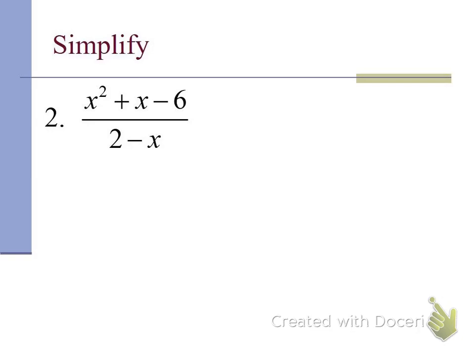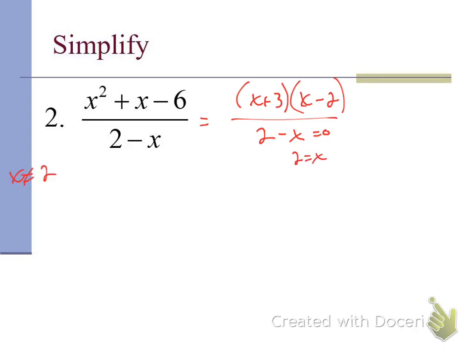All right? Number 2 looks like this. And we're going to factor the numerator into x plus 3, x minus 2, over 2 minus x. Now, restrictions, really quick, I set this equal to 0 to find out what would make the denominator 0. Add x to both sides, and I found out that x cannot be 2 because that would make the denominator 0, and so that's a restriction. Next thing I look for are common factors. I don't see any.